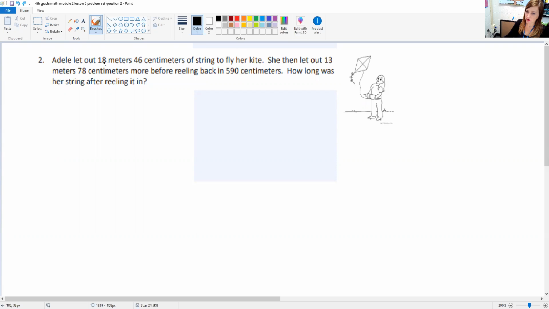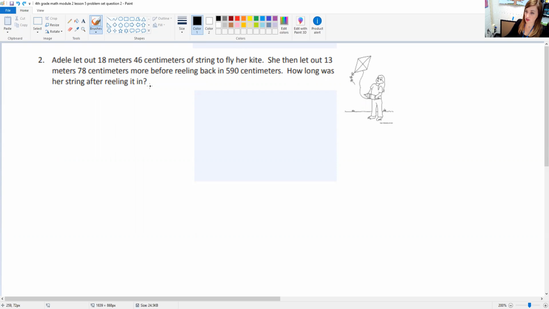So Adele let out 18 meters, 46 centimeters of her string to fly her kite. Then she let out 13 meters, 78 centimeters more before reeling back in 590 centimeters. How long was her string after reeling it in?